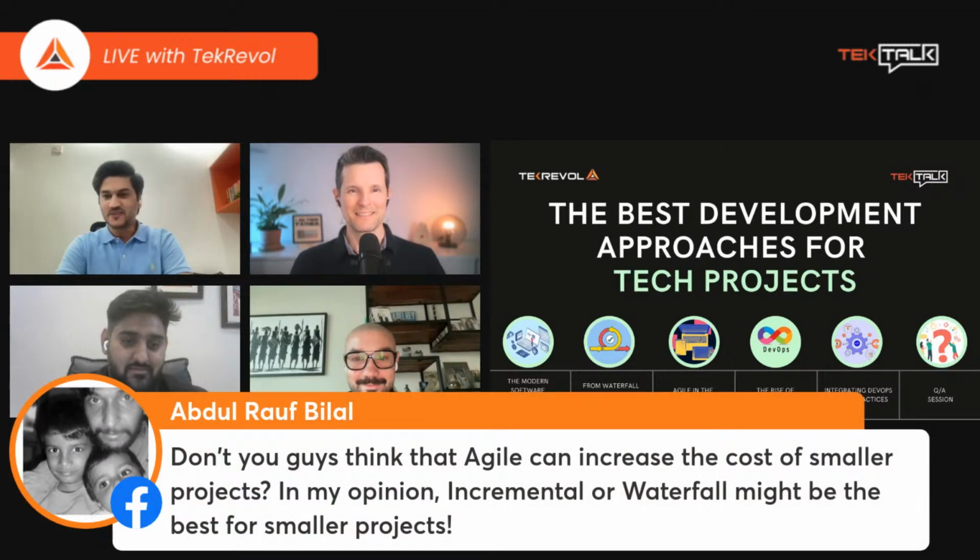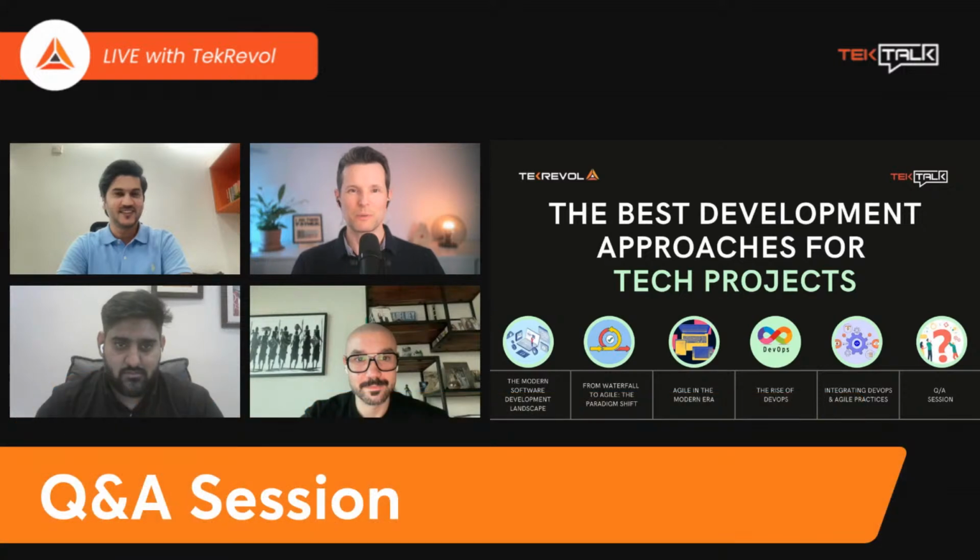So another question, from Bilal Abdul Rauf: don't you guys think that agile can increase the cost of similar, smaller projects? In my opinion, incremental waterfall might be best for smaller projects. Does anybody want to answer? I think this goes back to what we were saying before about proof of concept projects. It's typical of a smaller project, and yes, it does work very well in a waterfall way. So yes, I'd agree with that in general as a point.